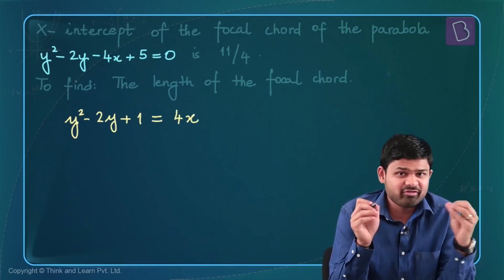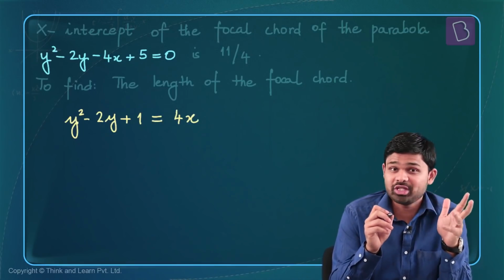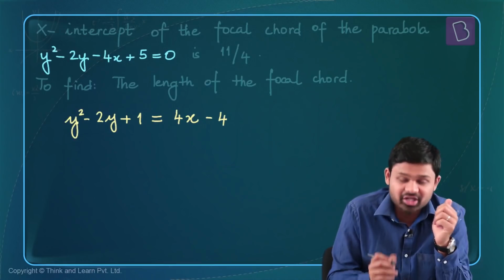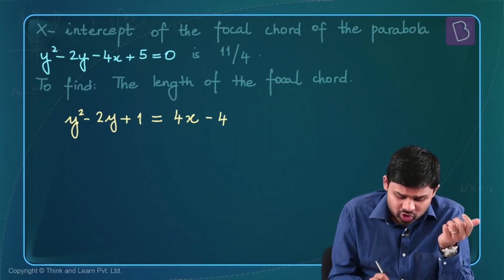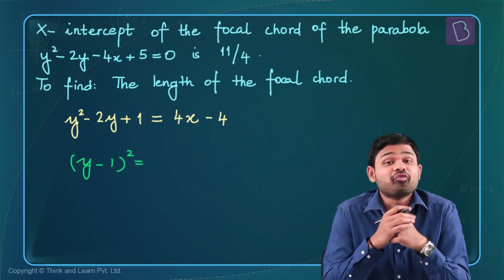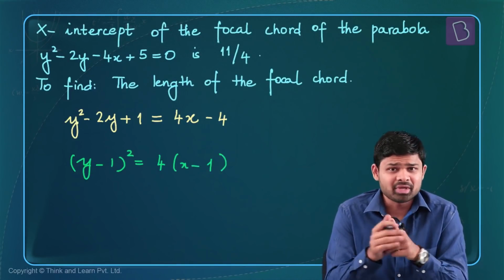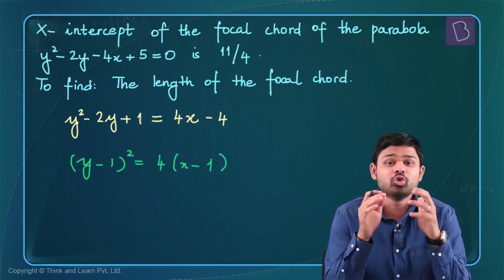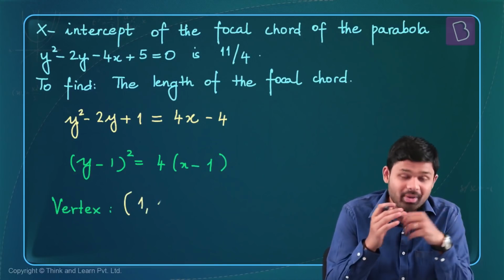Now from the plus 5, I've borrowed 1, which means I'm left with 4 on the left hand side, which becomes a minus 4 when it comes to the right hand side. Very trivial. So the equation of the parabola is nothing but y minus 1 the whole square is 4 times x minus 1. Now this is a shifted parabola whose vertex is at 1, 1.